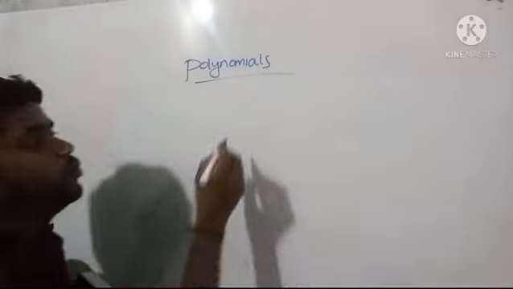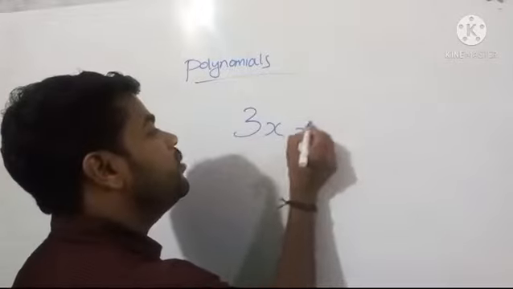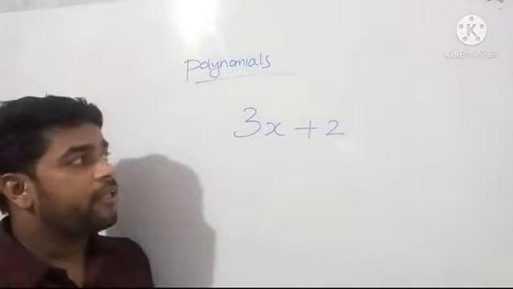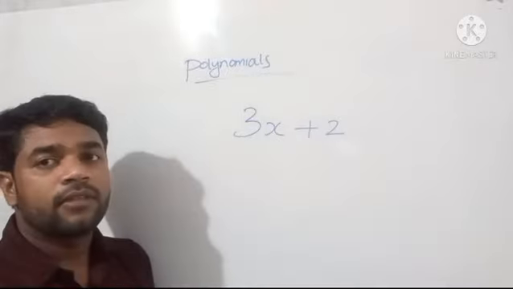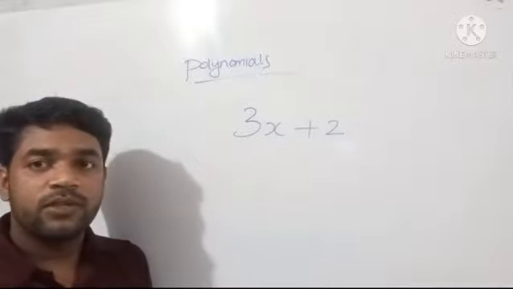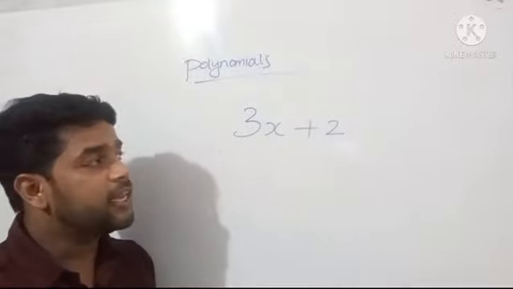Three x plus 2. It is a polynomial with the variable x, and the degree of x is 1. So it is a linear polynomial, 3x plus 2.